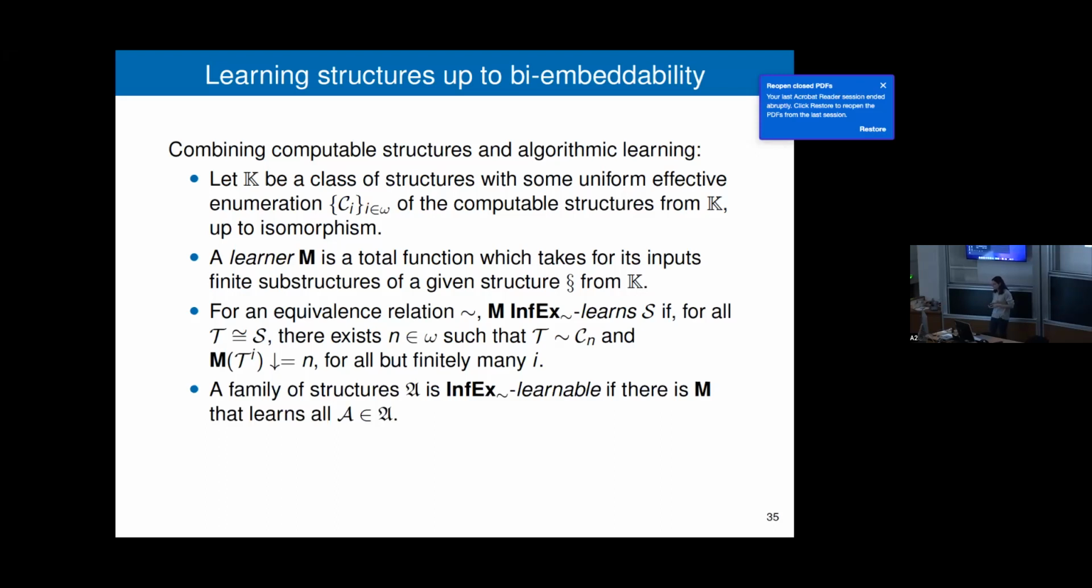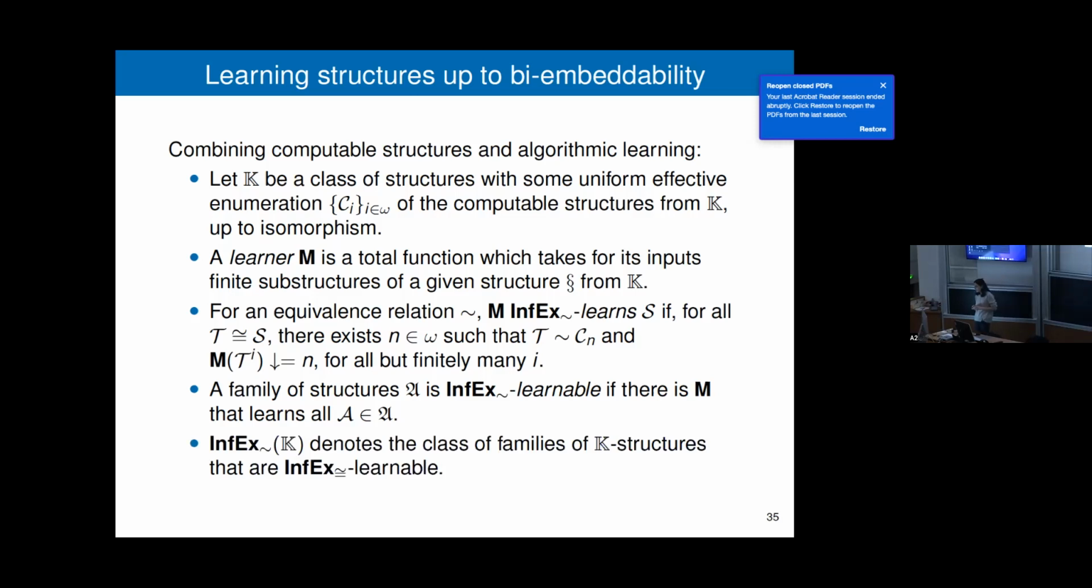And this notation, Inf and Ex, comes from learning theory. Inf means learning from an informant, so we receive both the positive and the negative information about the structure, about those finite pieces of the structure. And Ex is explanatory learning, meaning the convergence behavior that from some point on, we output one and the same index all the time. And we call a family of structures learnable in this case if we have a learner for this class.